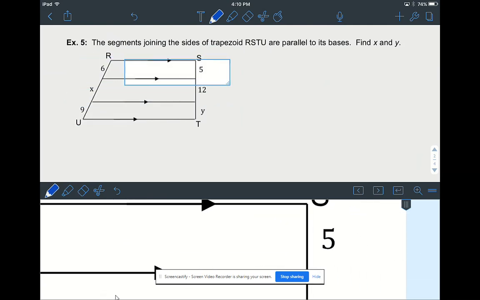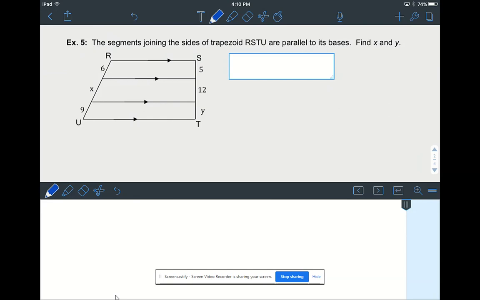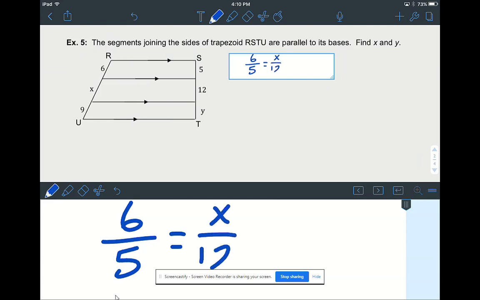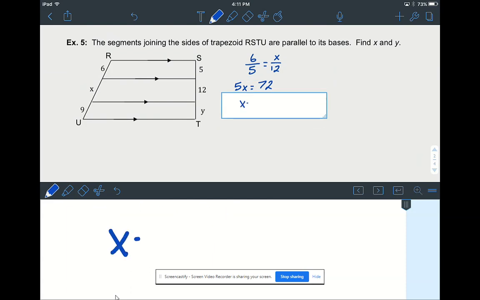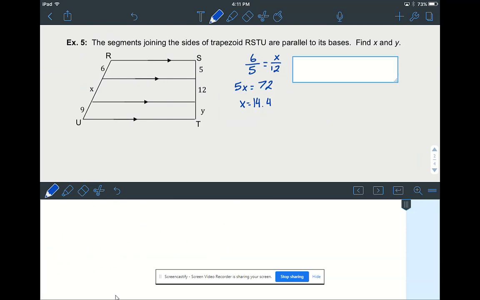So I'm going to look up here at the top, and I've got a good solid ratio without a variable. So 6 to 5, left to right. I'm going to set that equal to left to right, x to 12. And solve. 5x equals 72. So x equals 14.4.